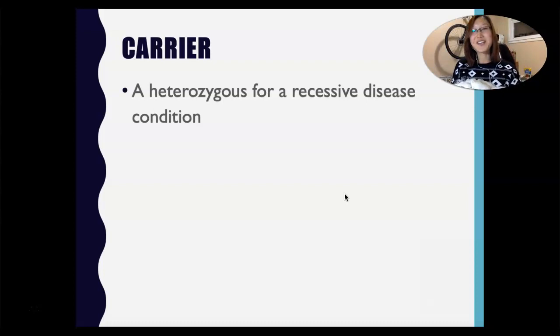We have a carrier. A carrier means a heterozygote individual. When we look at a recessive condition, for example, color blindness, that's a recessive condition. If a female does not have color blindness, but is a carrier of the color blindness gene, that means this female is carrying the gene, right? She can pass on this gene, this color blindness, to the child, even though the female herself doesn't have color blindness. So that's a carrier.